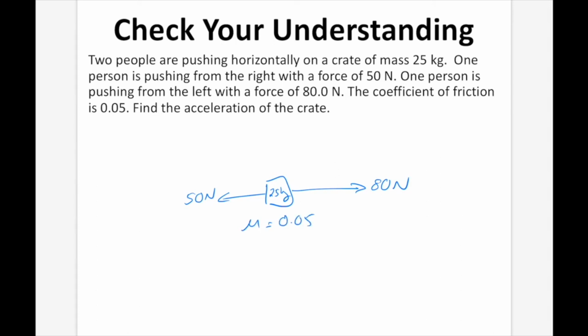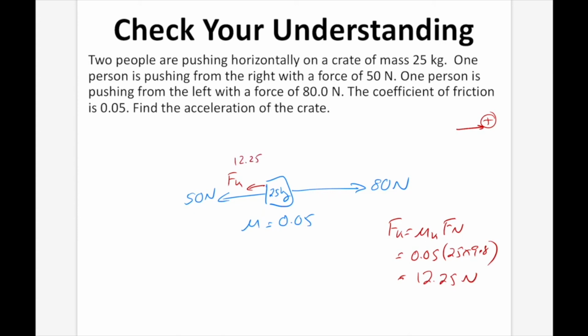Now, these aren't the only forces acting on the crate, however. We also have the force of friction. Now, we know that it's going to go to the right. We're going to say right is positive. Since we know it's going to the right, we know friction is going to act to the left because it's going to oppose motion. That's going to be Fk. Now, what is Fk going to equal? We're going to say that Fk is going to equal mu k times Fn. Mu k, we're told, is 0.05. Fn is going to be the mass, which is 25 times 9.8. So 0.05 times 25 times 9.8 is going to equal 12.25 newtons. So we're also going to add 12.25 newtons going that way.